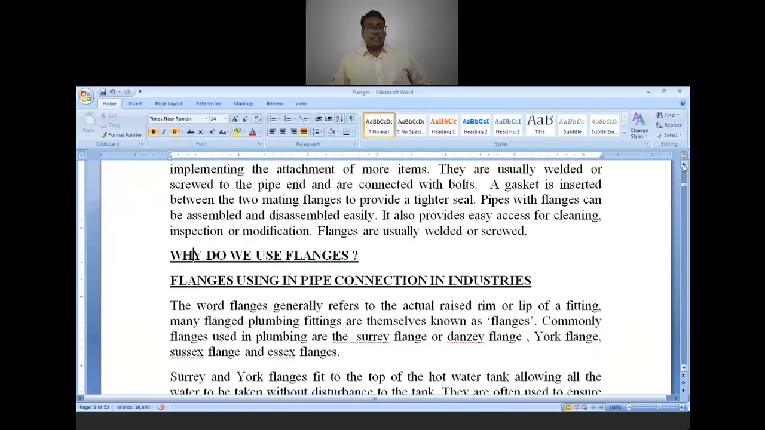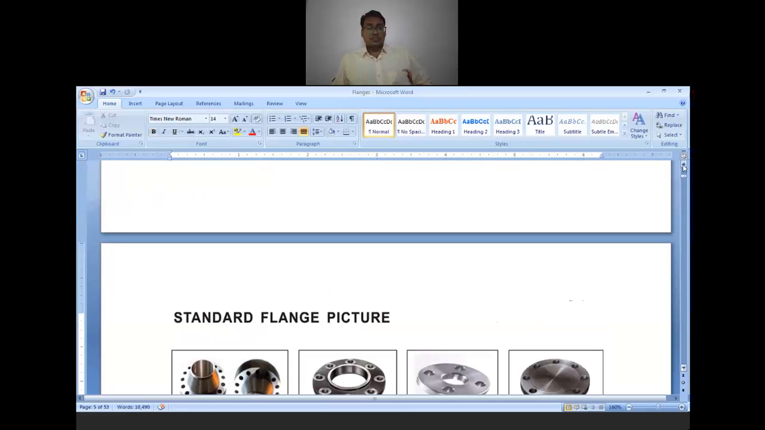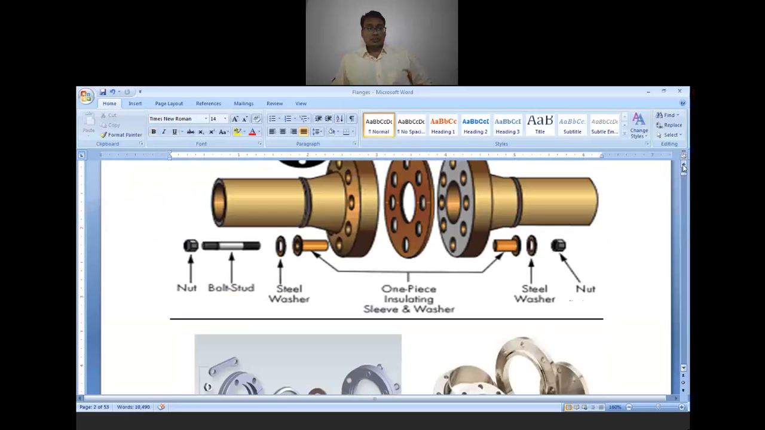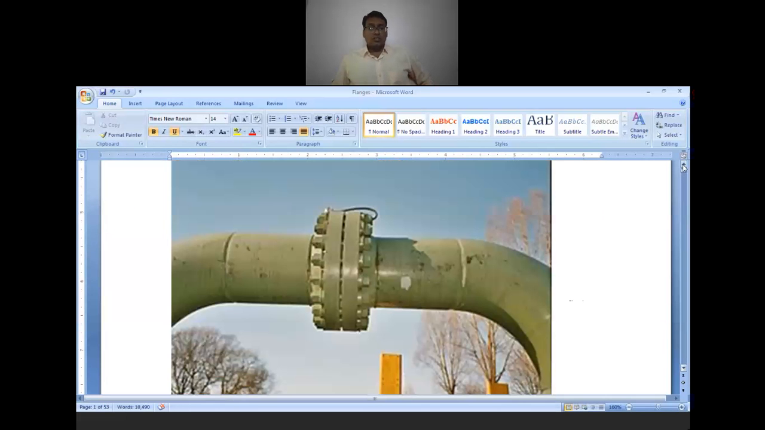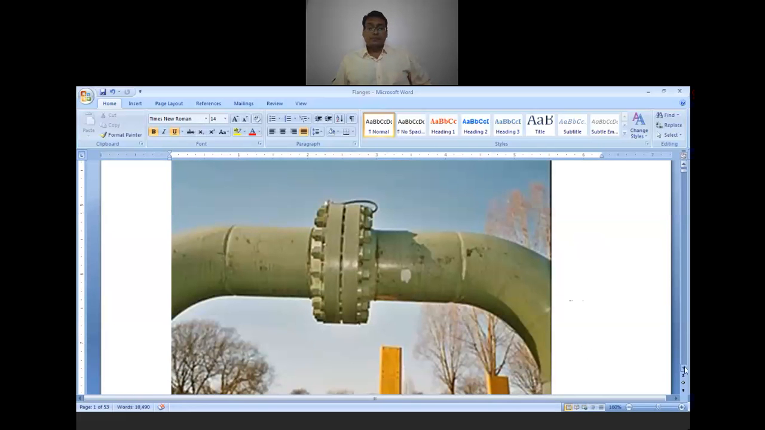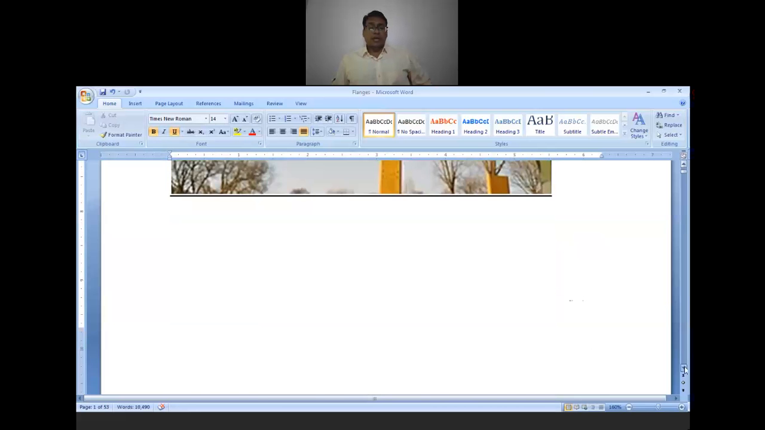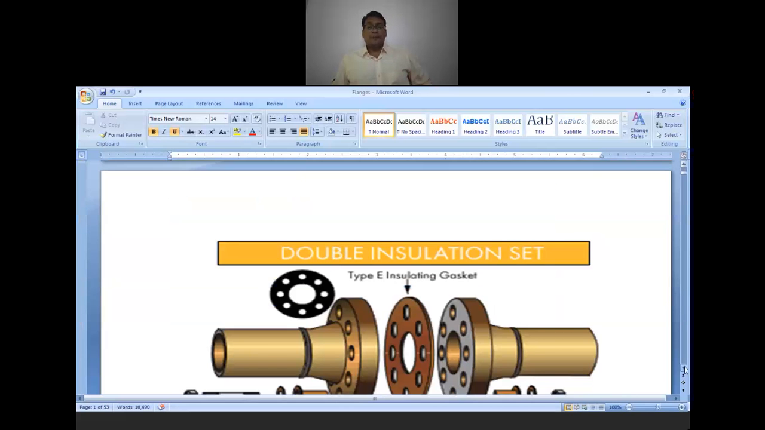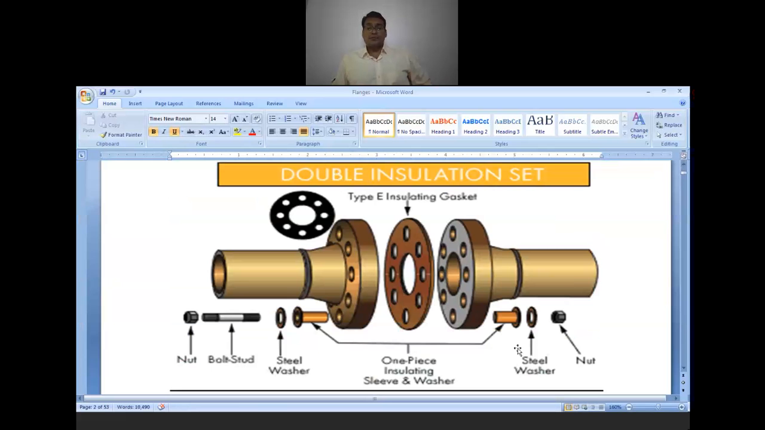In addition to that, there are other figures. This is another pipeline which you can see in your day-to-day life, for municipal corporation water supplies. This is a big flange with a big pipe diameter. Now in addition to that, you can see the different parts of the flanges.